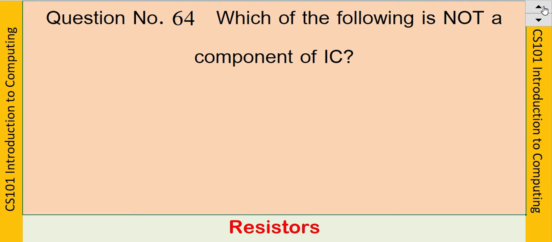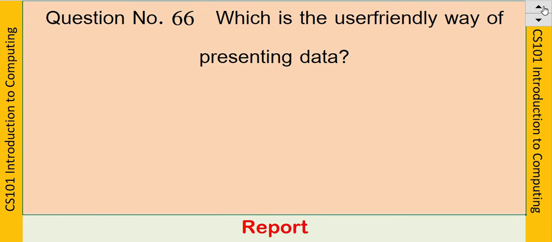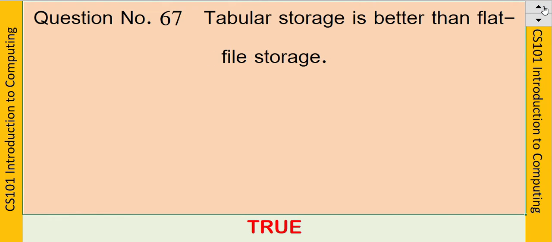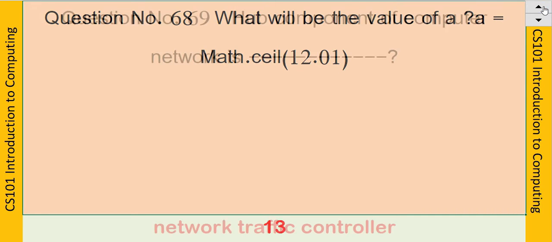Which of the following is not a component of IC? Registers. Which one is the example of spreadsheet software? MS Excel. Which is the user-friendly way of presenting data? Report. Tabular storage is better than flat file storage. True. What will be the value of A equal to Math.ceil(12.01)? Answer is 13.